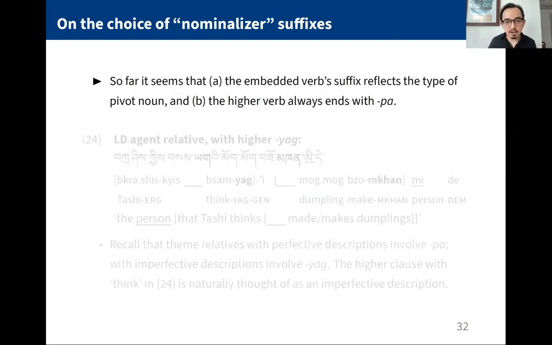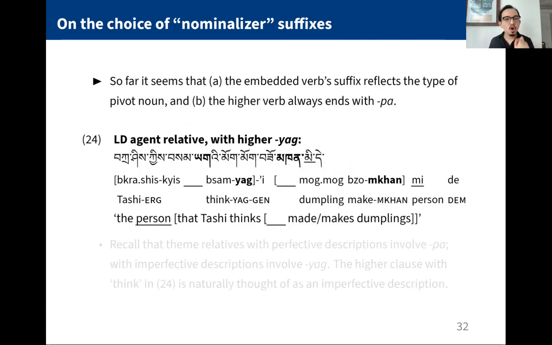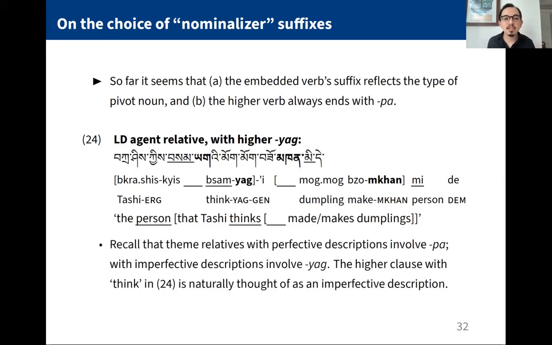So as a generalization, we've seen that the embedded verb suffix reflects the type of pivot noun that is being extracted. And the higher verb in these examples so far has always ended in pa. Now, it's not always the case that the higher verb ends in pa. So here's one such example that's different. Tashiki sam ye momo suken mite. So the person that Tashi thinks made or makes dumplings. What's different here is that we changed the higher verb from say to think.